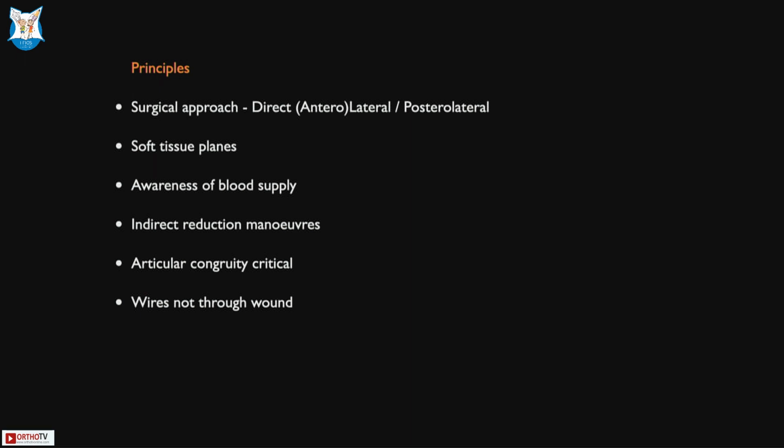A few things about surgical approach. The tissue planes are actually opened up for you by the fracture itself. The fracture hematoma opens up the tissue planes. Be aware of the blood supply. Don't dissect in the front and the back. The blood supply to the capitulum comes from the posterior side.